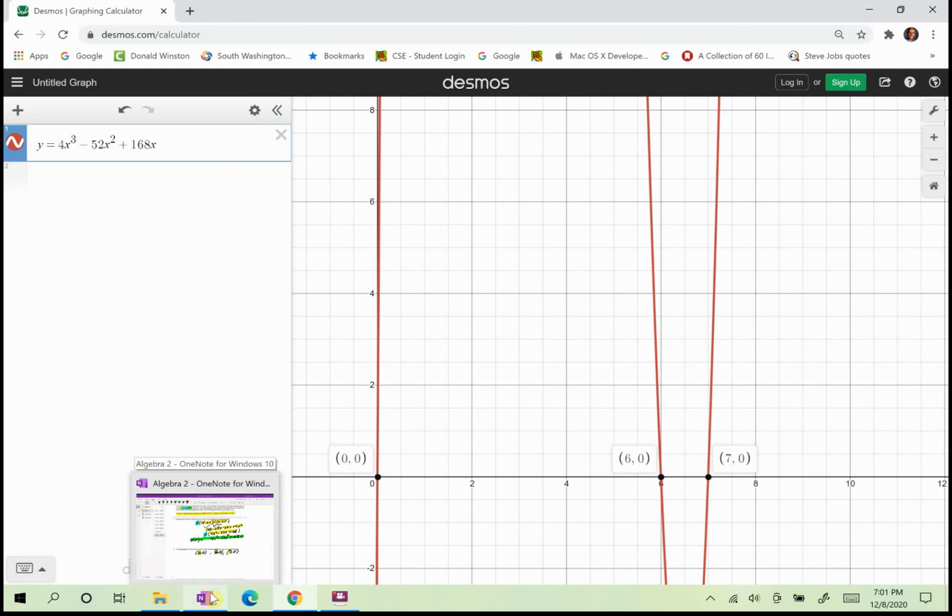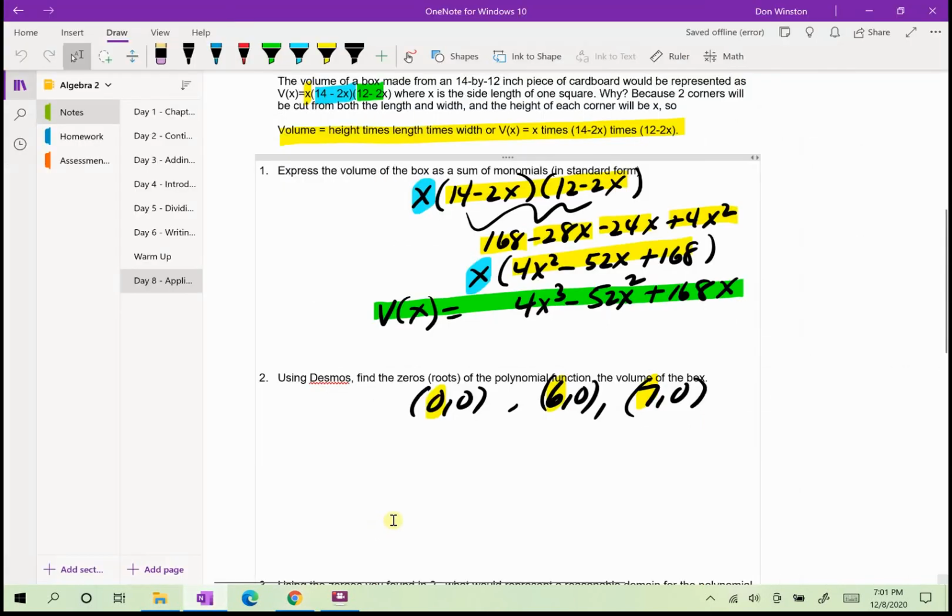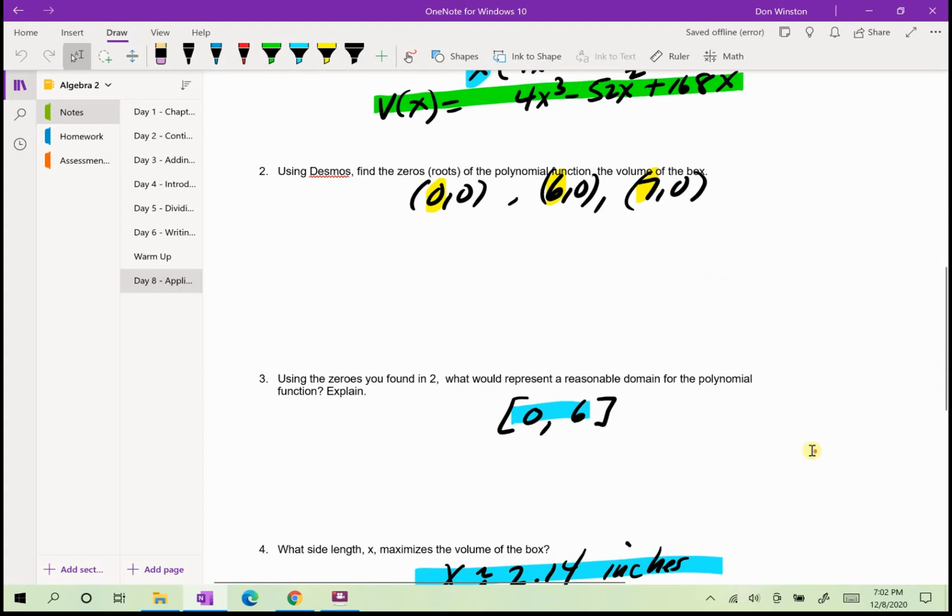of that polynomial function. Remember, the zeros are when the graph crosses the x-axis. That's when y is equal to 0. In each case, y is equal to 0. So my x is 0, 6, and 7. So those are my zeros. All right, so there they are. So 0, 6, and 7. My x-intercepts are 0, 0, 6, 0, and 7, 0. Let's look at the next question.